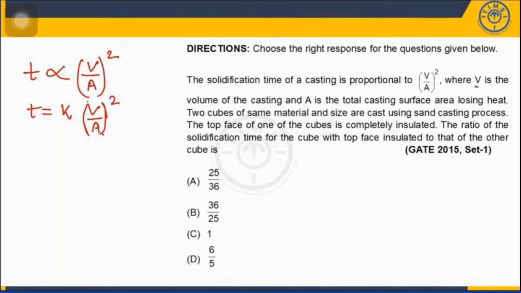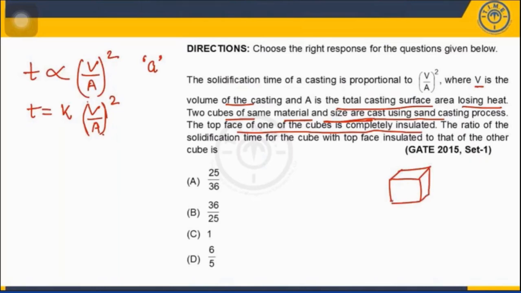Okay. Now, what is the question? V is the volume, A is the casting surface area, which is losing heat. Two cubes of the same material. Again, they have taken two cubes which are of the same material and the same size. That means the cube size in the first case and second case, I can assume as a. a is the dimension of the cube. Top face of one of the cube is completely insulated.